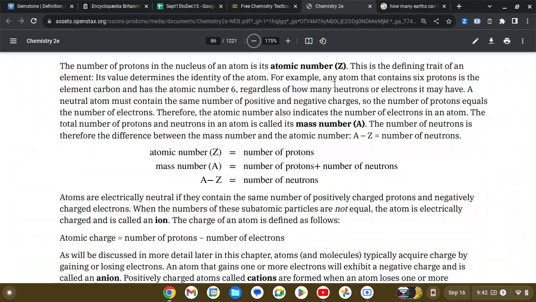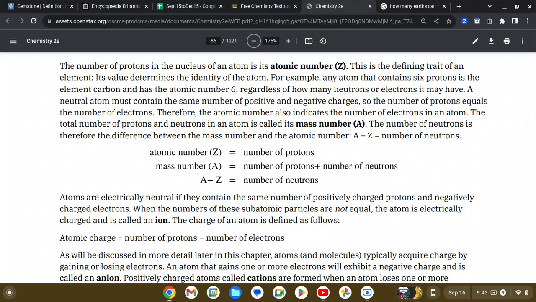The number of protons in the nucleus of an atom is its atomic number, Z. This is the defining trait of an element. Its value determines the identity of the atom. For example, any atom that contains 6 protons is the element carbon and has the atomic number 6. Regardless of how many neutrons or electrons it may have, a neutral atom must contain the same number of positive and negative charges, so the number of protons equals the number of electrons. Therefore, the atomic number also indicates the number of electrons in an atom.